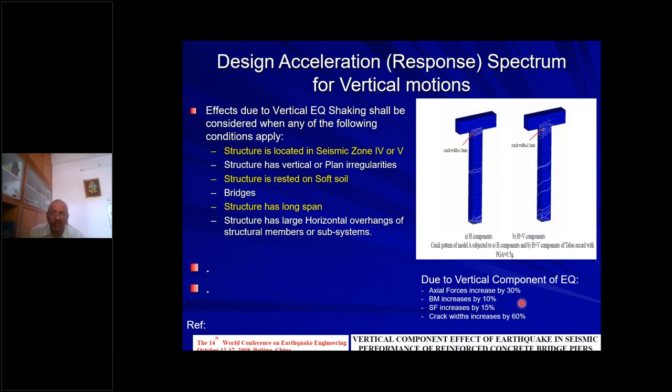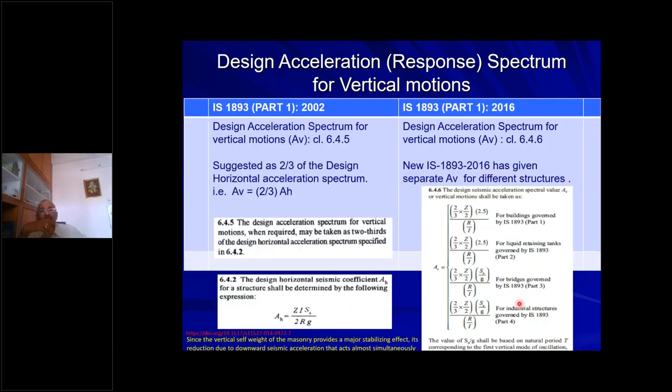Because of all these effects, there is a small change in IS 1893, the new code of practice. The earlier code of practice gave just a small statement: the design acceleration spectrum for vertical motions is to be taken as 2/3 of the design horizontal acceleration spectrum. Two-thirds of whatever Ah value you calculate is to be taken as Av. That was the clause in the old code of practice.